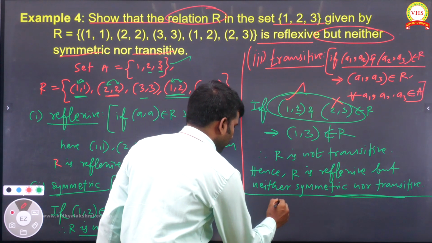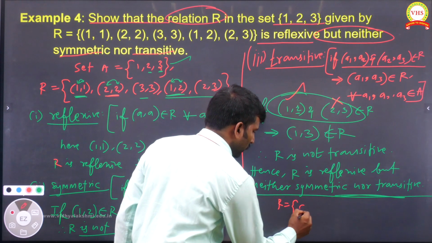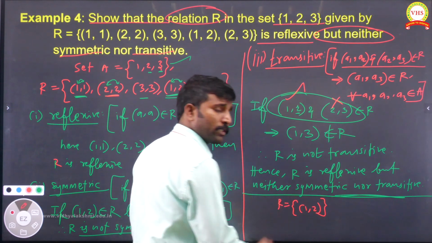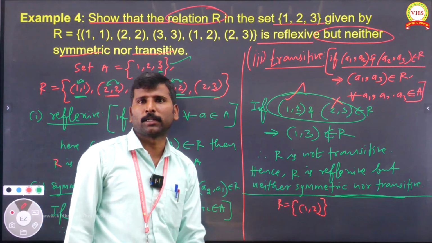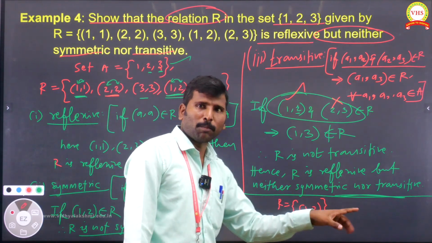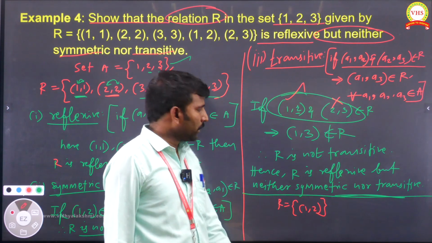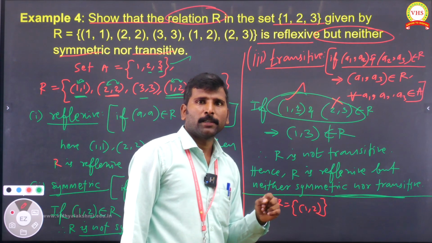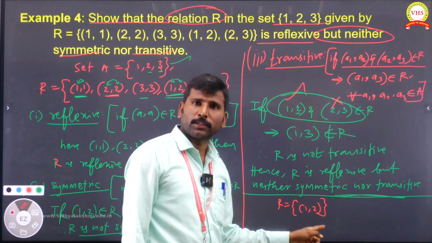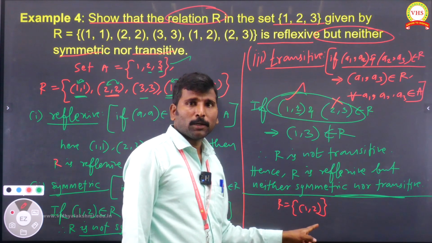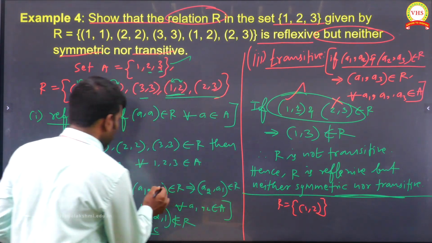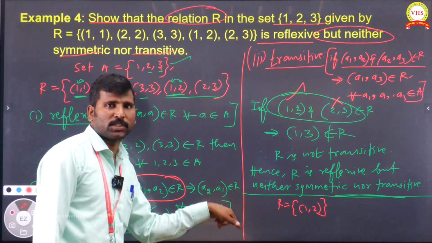See, what is the condition? Suppose R is equal to {(1, 2)} only we have. Just (1, 2) only. No other element we have. Only one term we have. Then how will you check transitive? It's not reflexive, not symmetric. But why am I telling not symmetric? For symmetric, one element should be there, we can check.